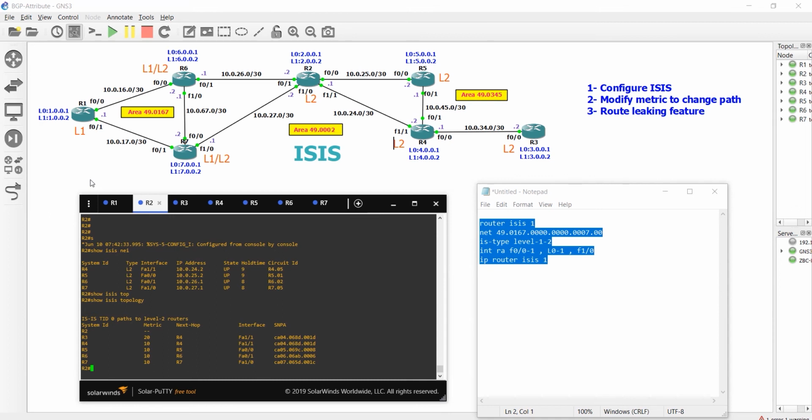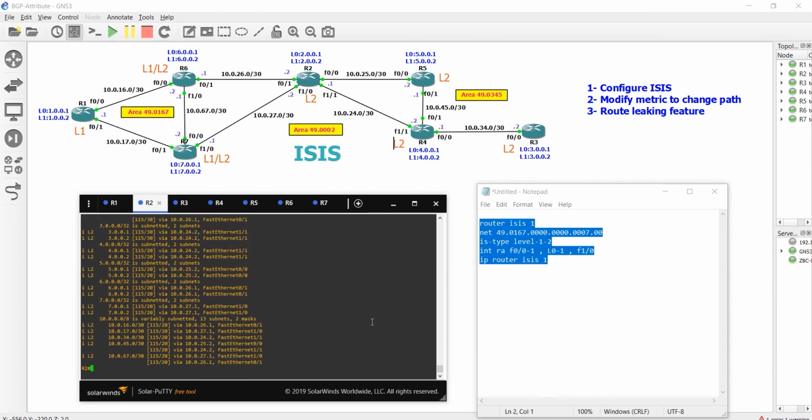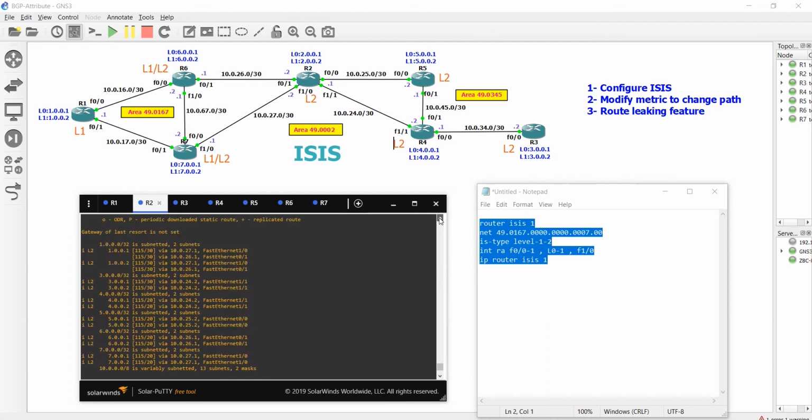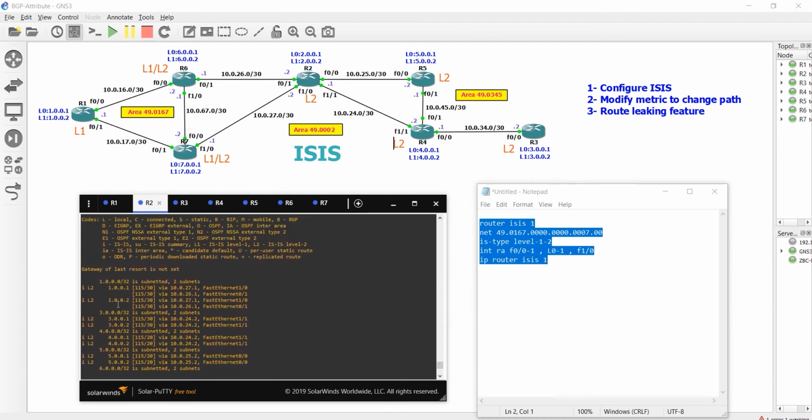But is there any difference between level 1 and level 2, and I want to show you in show IP route ISIS in level 2 router. Okay, step by step, we should check here. And router 2 has learned number 1.